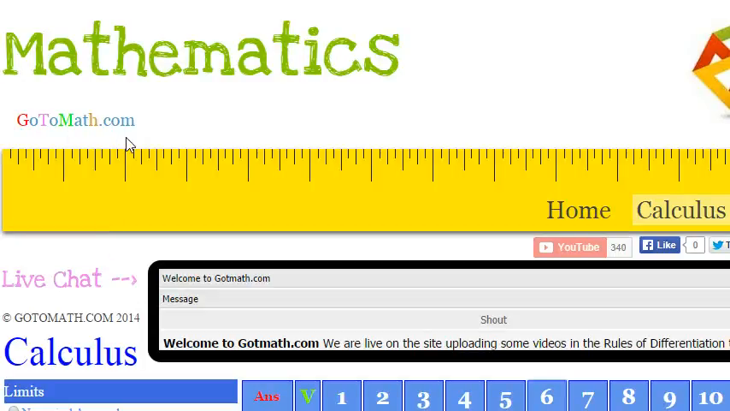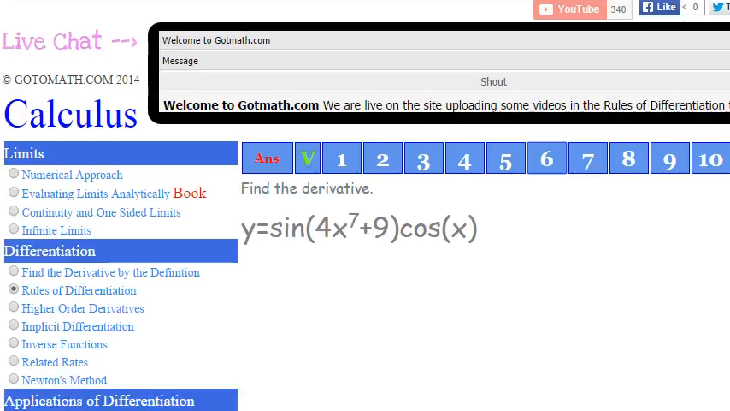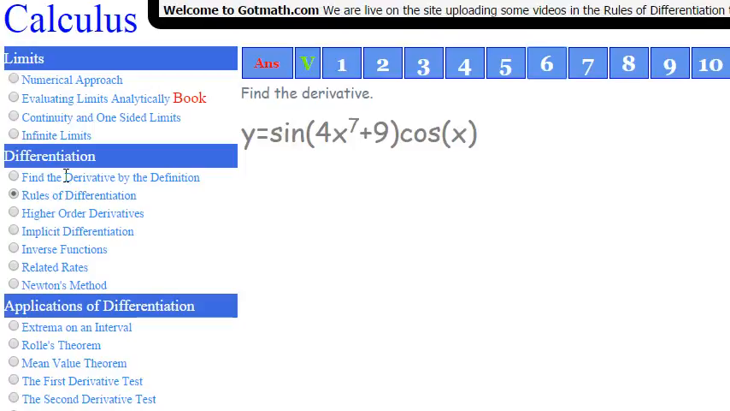Alright, we're over here at gotomath.com. We're doing some calculus. We're down here in the section on the rules of differentiation, going over all the rules. We are in this section right here.